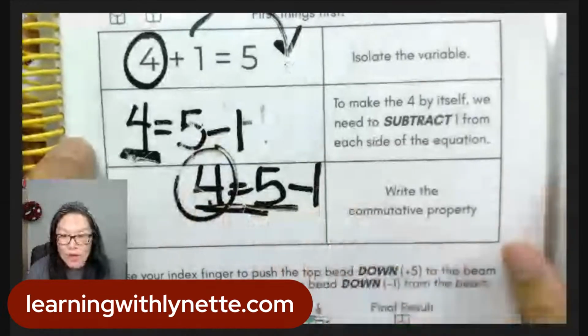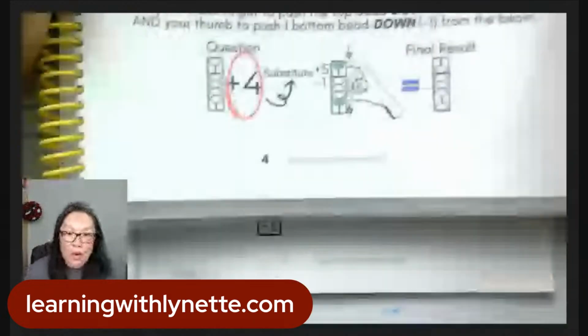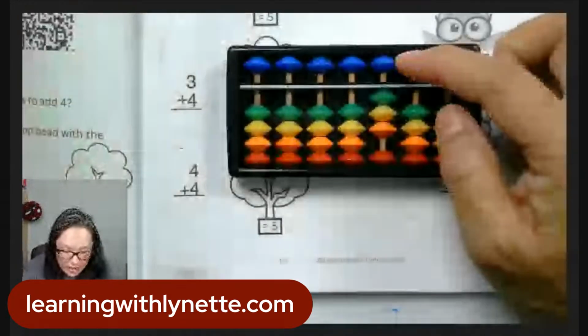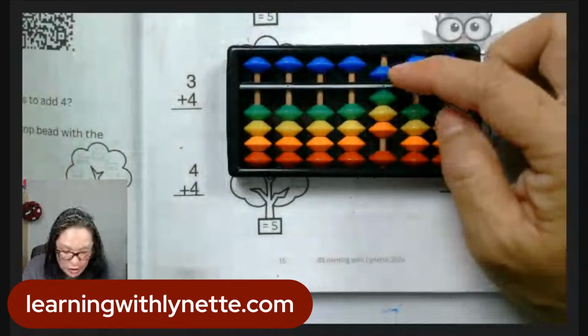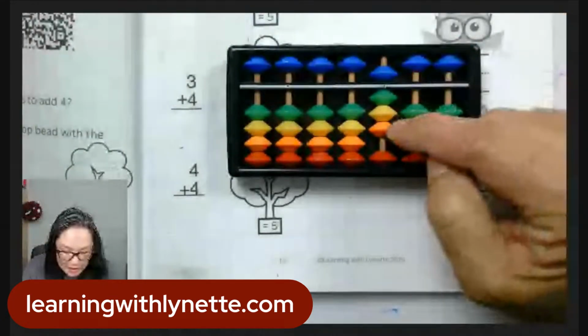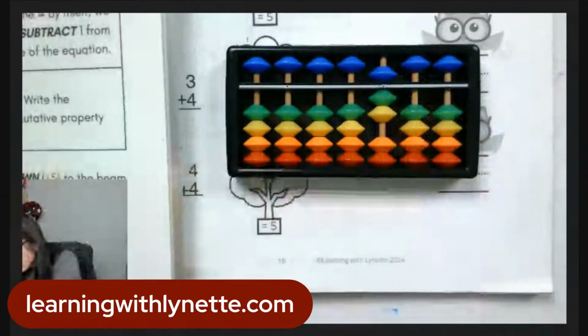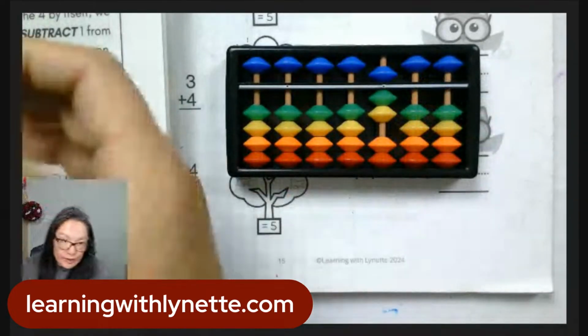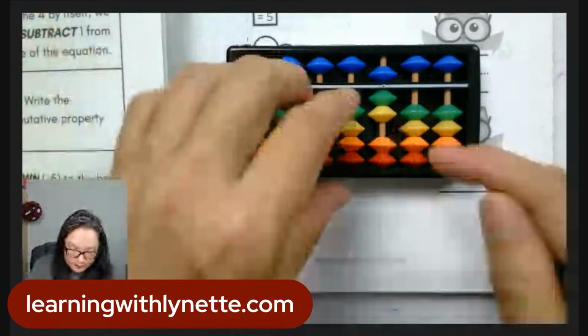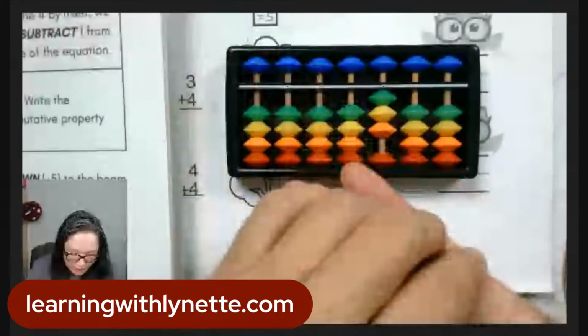This is what we call a formula in abacus world. Why? Because now we can utilize this 5. If I add the 5, that's too much. I need to take away the 1. So my final answer is 7. Okay, let me do that again. That looks confusing. All right, that's okay.